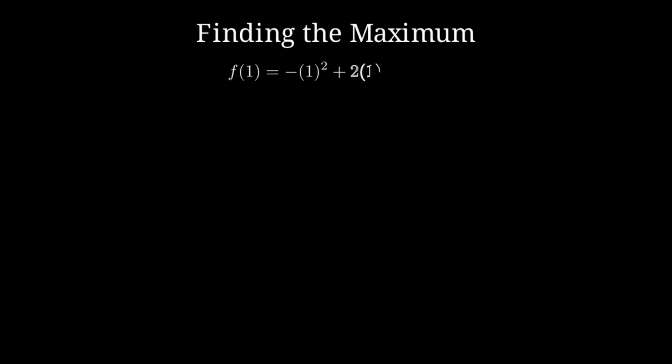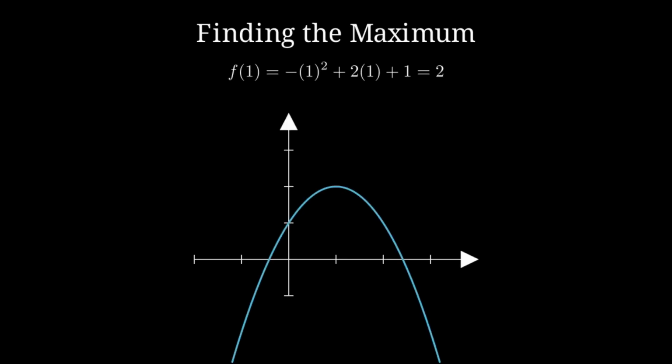By substituting 1 into the equation, we find the y-coordinate is 2. We plot the vertex at 1, 2. Since that is negative, this vertex represents the maximum value of the entire function.